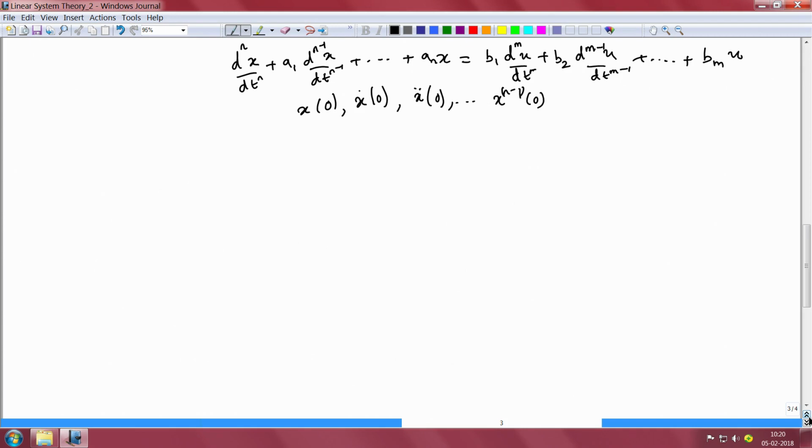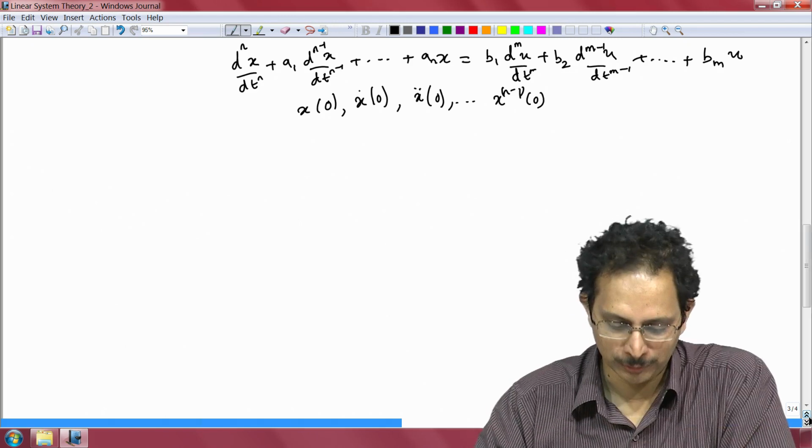The nth derivative of x with respect to t, plus a1 times the n minus 1th derivative of x with respect to t, and so on, plus a_n x, is equal to b1 times the mth derivative of u with respect to t, and so on and so forth, plus b_m u, where u is the input and x is the output.